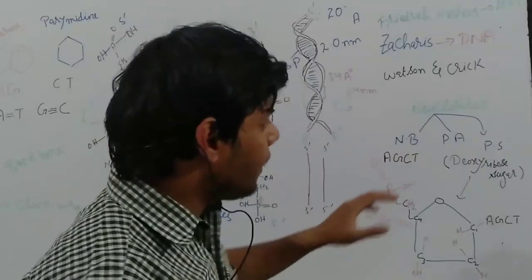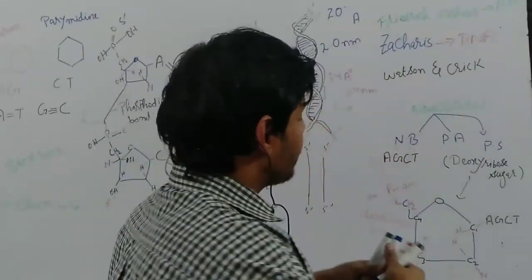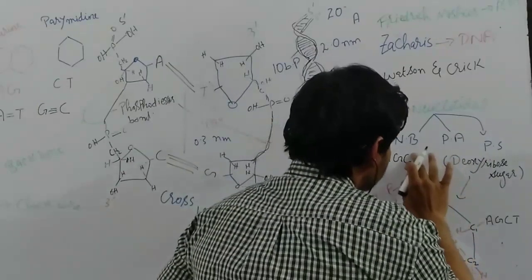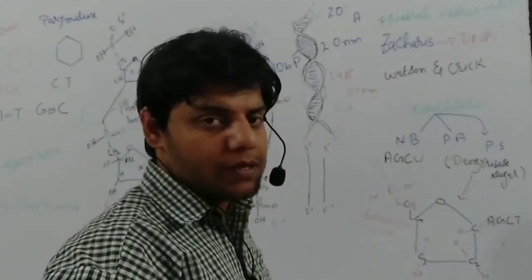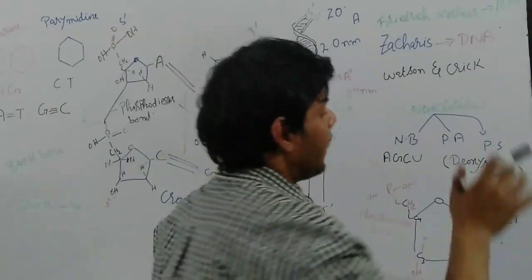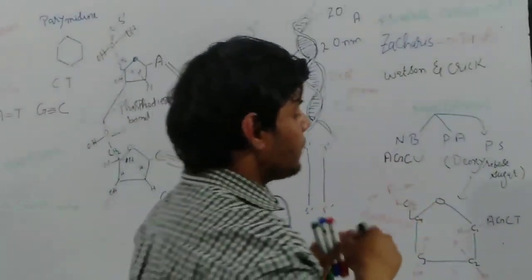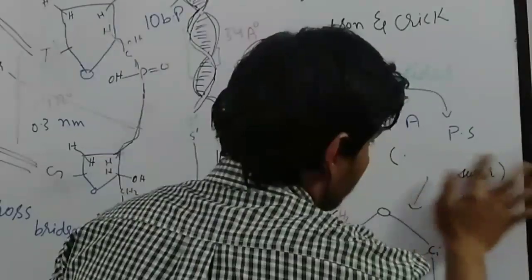Now RNA has again the same nucleotide. RNA has nitrogenous bases, but it has uracil instead of thymine. RNA also has phosphoric acid, and RNA also has a pentose sugar, but in this case it is ribose sugar.